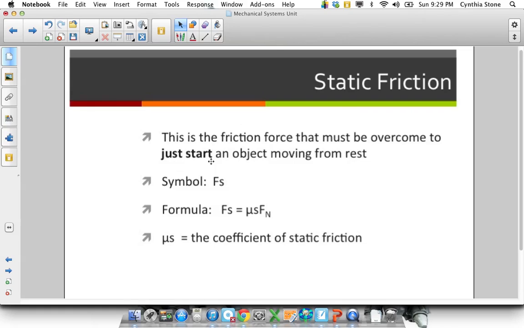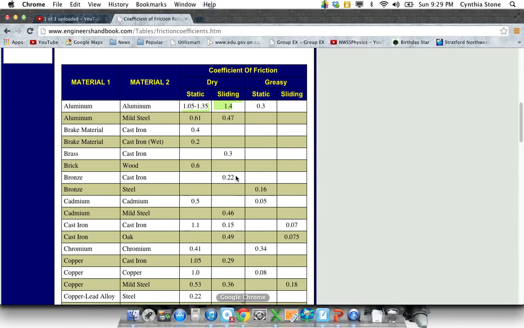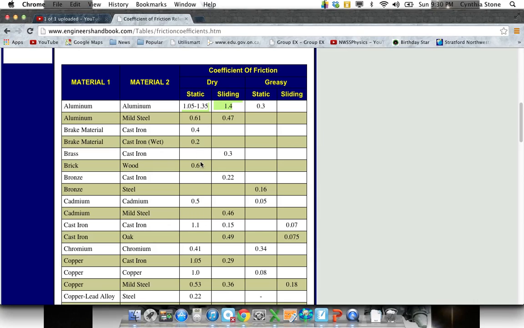And then you're talking about sliding or kinetic friction. But static friction then is Fs, the symbol for it, and it just has its own coefficient. And just to go back to here, this is the coefficient of static friction, anything down here. So the static friction coefficient between cadmium and cadmium is 0.5. Or a better example, I guess, aluminum on mild steel, because it's 0.61. And then it has a coefficient of sliding friction as well, and we'll talk about that later.